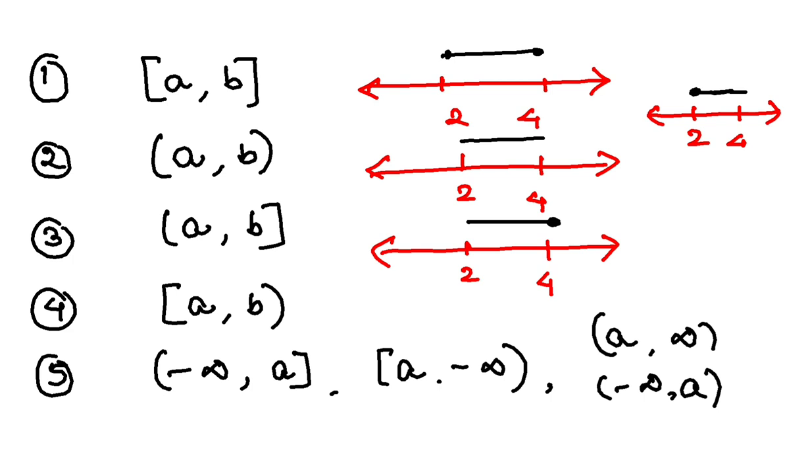Okay, and the others, number 5 and 6, so if I take the graph and take the 2 over here, suppose 2 is included, so I'll have it like this. Okay, on the other side also I'll have it like this. Okay, I hope you are clear.